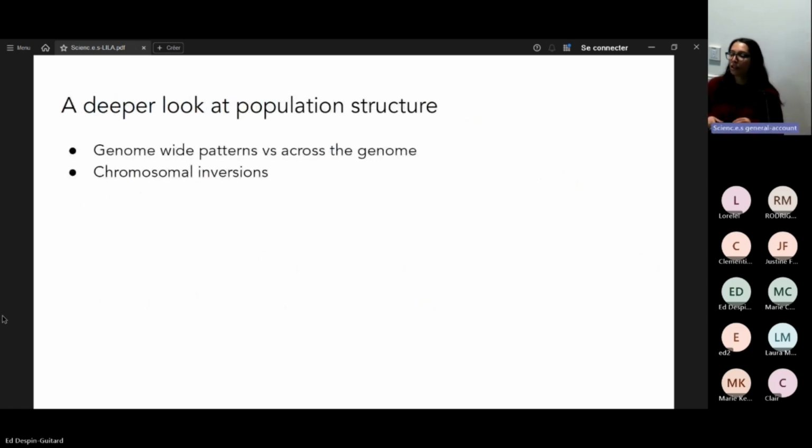The thing about these overall views of population structure, such as a principal component analysis, is that they're a very simplistic measure. And so it's important to take a deeper look at what's going on. A principal component analysis uses all the markers, so it's looking at a whole genome-wide pattern rather than at specific locations within the genome. It also neglects to take into consideration structural variants, such as chromosomal inversions, which may also have a different differentiation pattern.